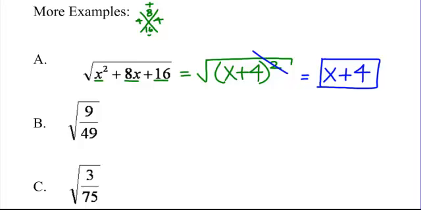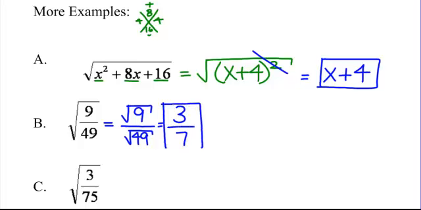Hopefully when you look at the square root of 9 over 49, you notice that 9 and 49 are perfect squares. There's something we should know the square root of off the top of our head. But when they're in a fraction like this, we can split them up into the square root of 9 on the top, divided by the square root of 49 on the bottom. Square root of 9 is 3, and the square root of 49 is 7. So the square root of 9/49 is 3/7.